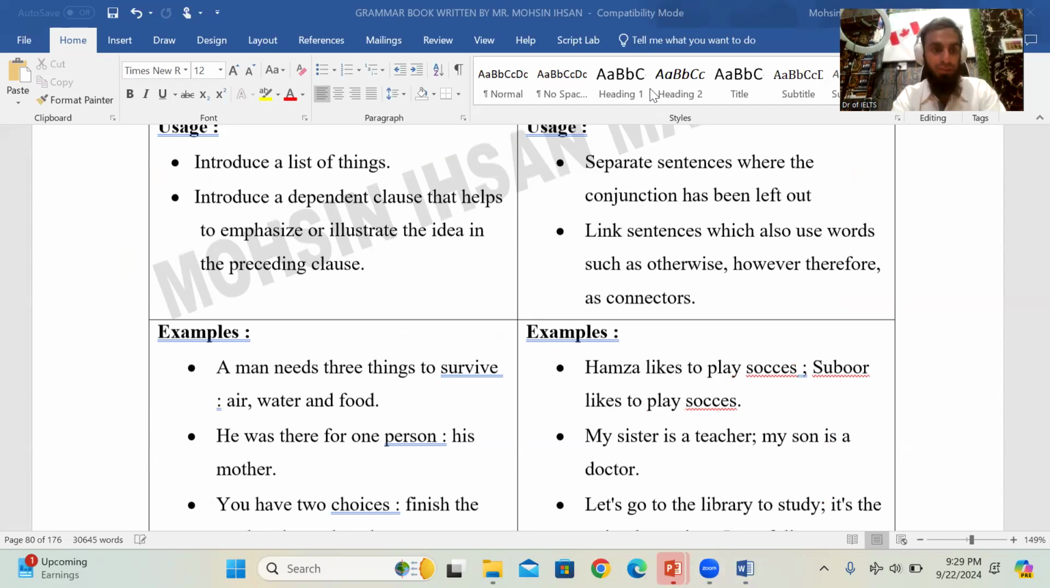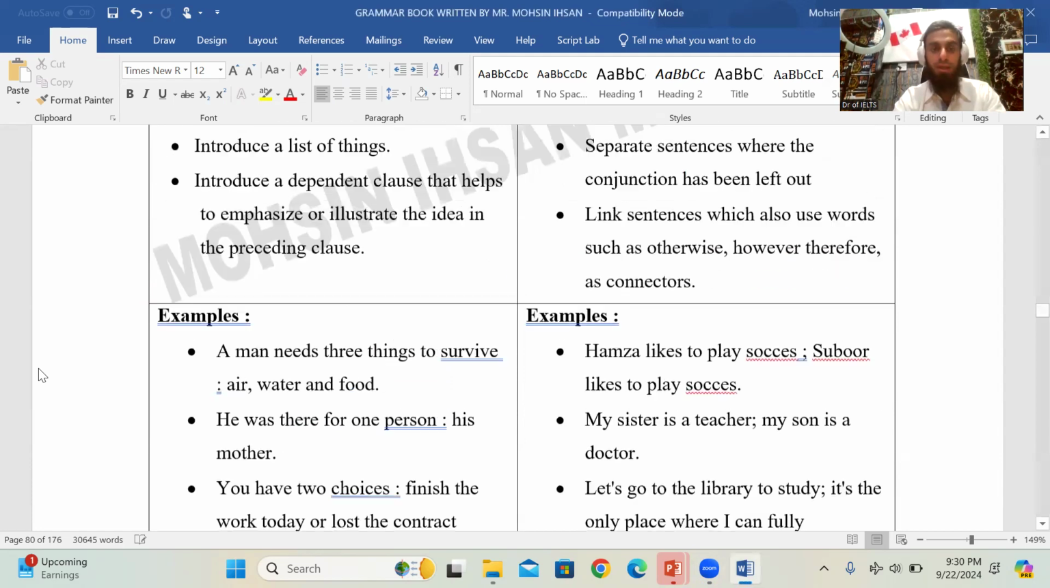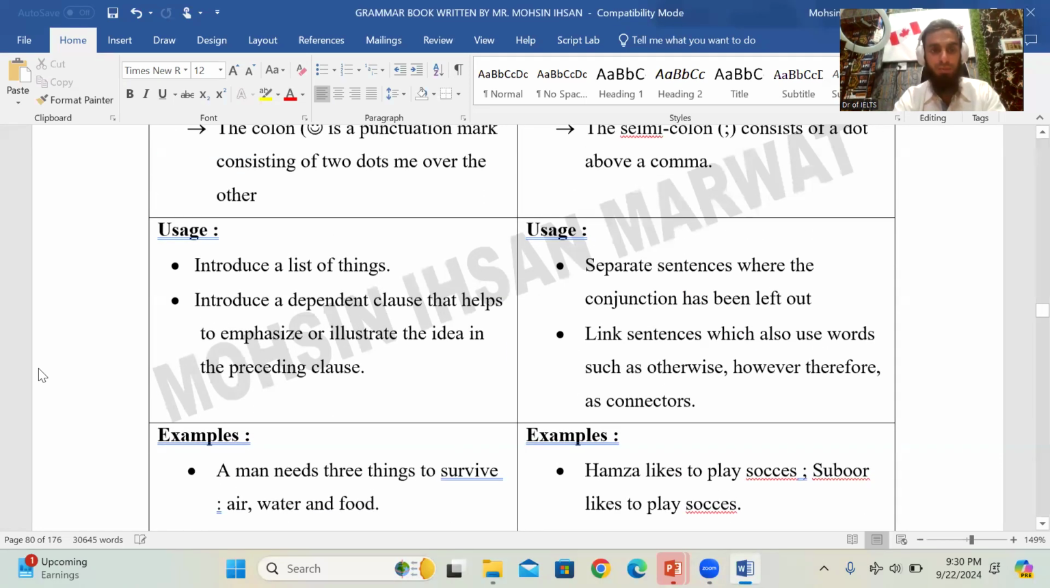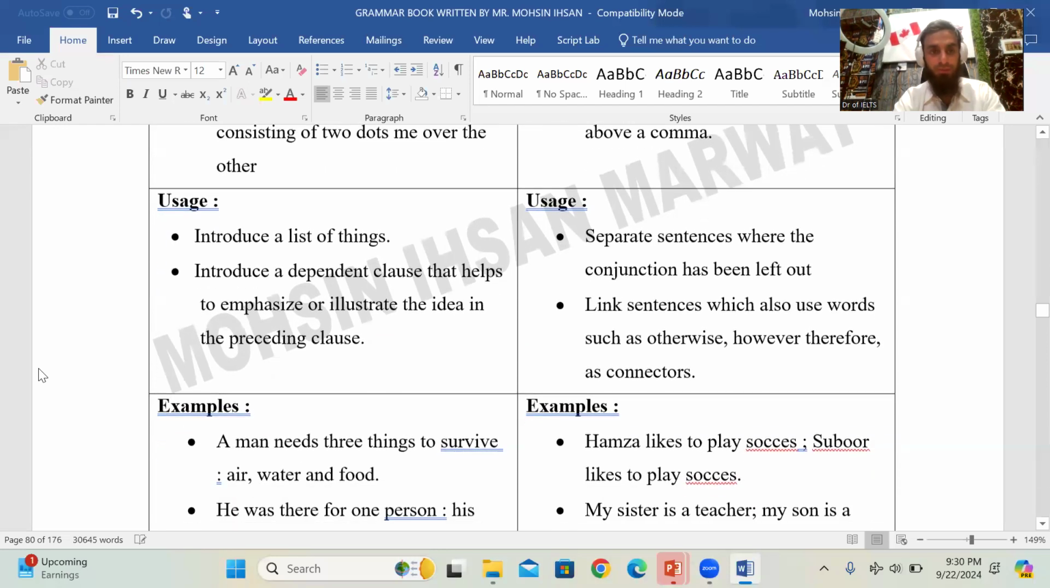But for the colon, as I mentioned, for a list of things, when you mention in a sentence many things like two, three, four things, you can use it like this. A man needs three things to survive: colon, air, water, and food. He was there for one person, his mother, right? Now here it shouldn't be correct, like his mother. He was there for one person, as I mentioned, a dependent clause that helps to emphasize and restrict the idea.